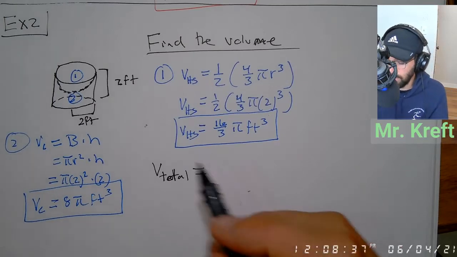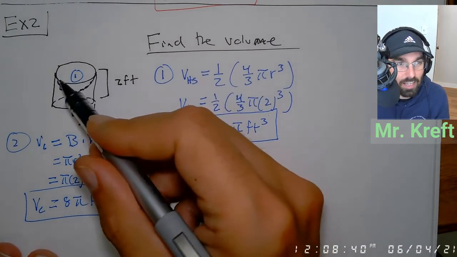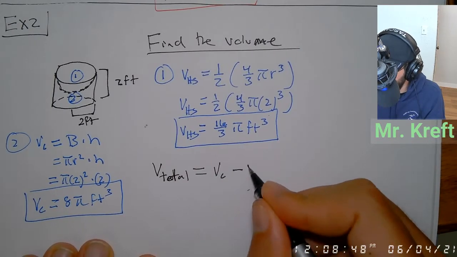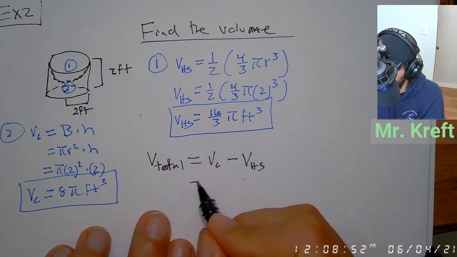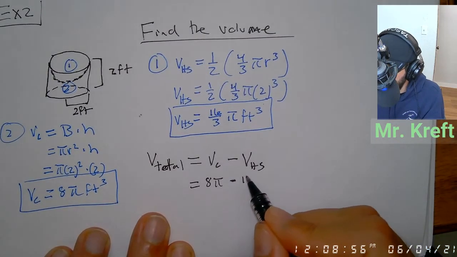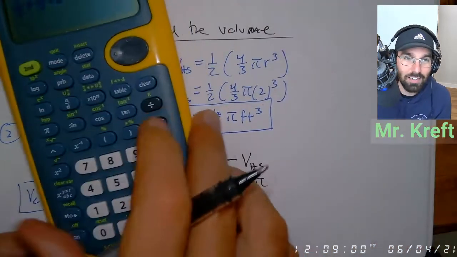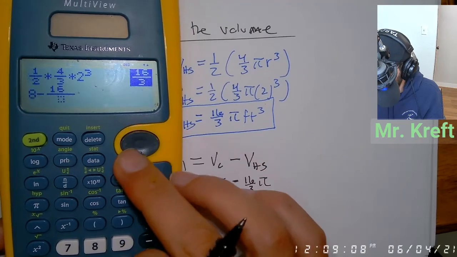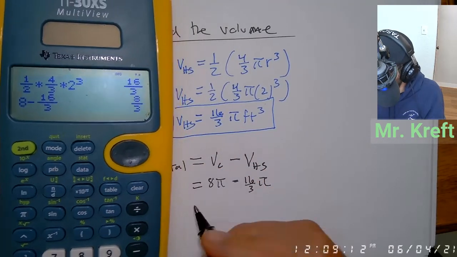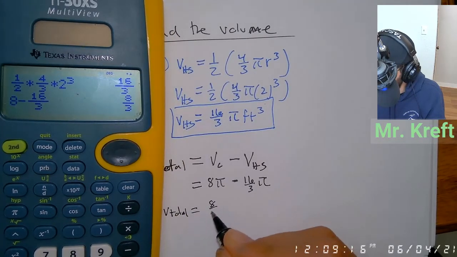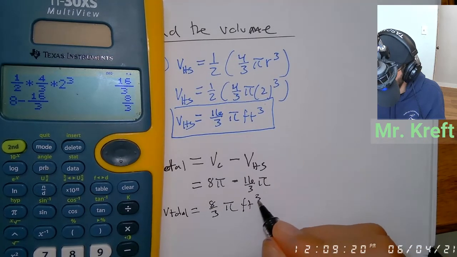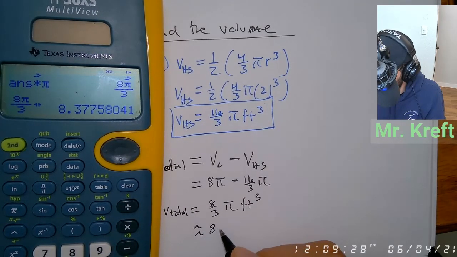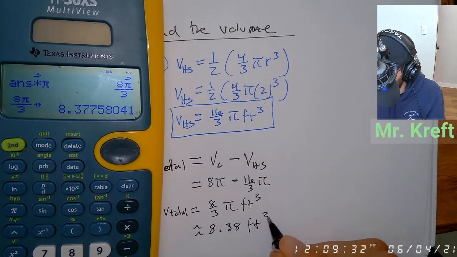So we want the bigger shape minus the smaller shape. So we have to remember the bigger shape is what the hemisphere is taking out of, right? We're digging into a cylinder. So it's going to be the volume of the cylinder minus the volume of the hemisphere. So we're going to have 8 pi minus 16/3 pi. Now again, in the era of technology, this is really just easy, right? We're going 8 minus 16/3. And I get the volume total equals 8/3 pi feet cubed. And then if I multiply that by pi, I'm going to get my approximation, which is approximately 8.38 feet cubed.